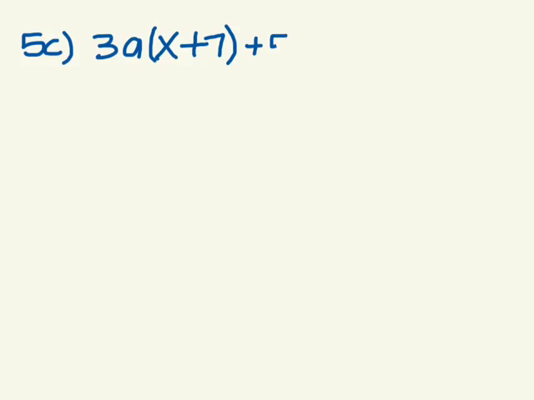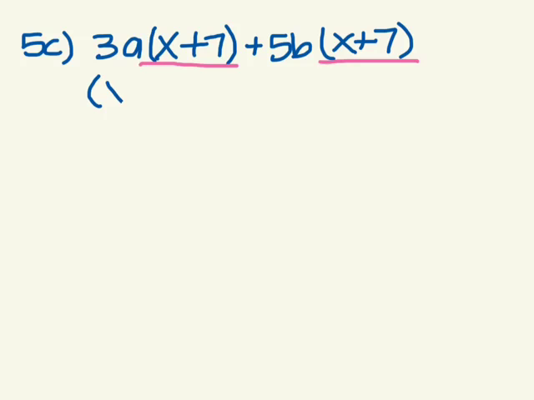Okay, problem 5C: 3a times the quantity x plus 7, plus 5b times the quantity x plus 7. So to factor this expression, the first thing you notice is these two terms have this family in common, x plus 7. Because they have that family in common, you're allowed to pull that family out.